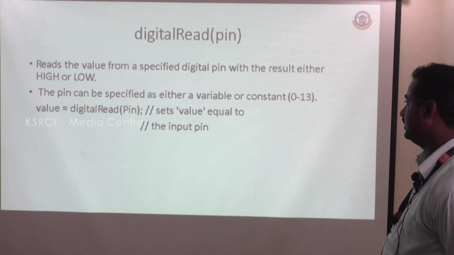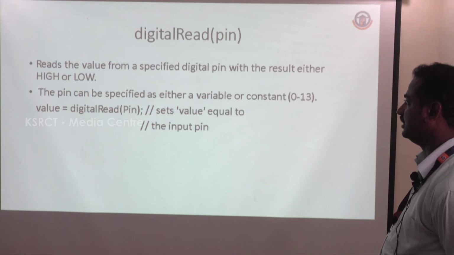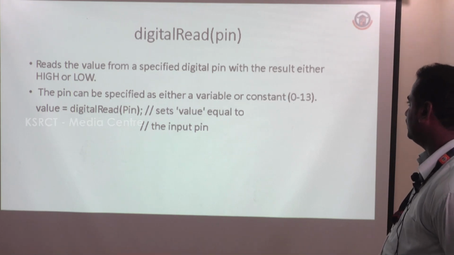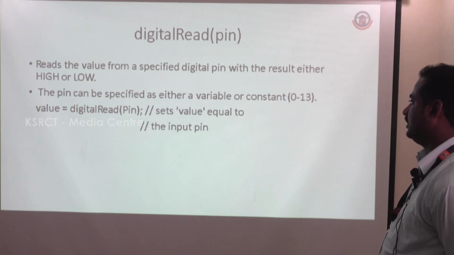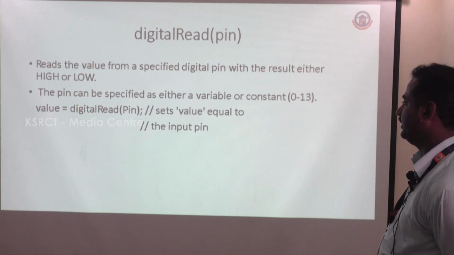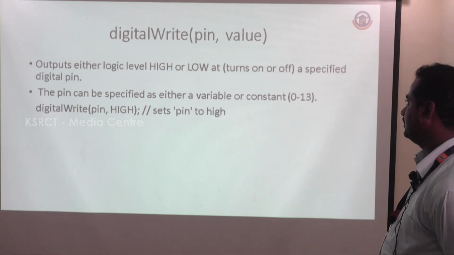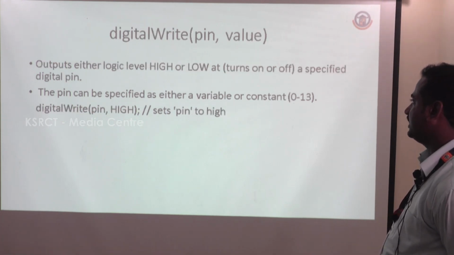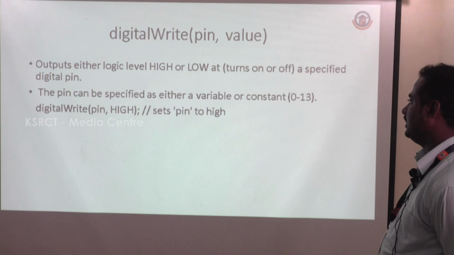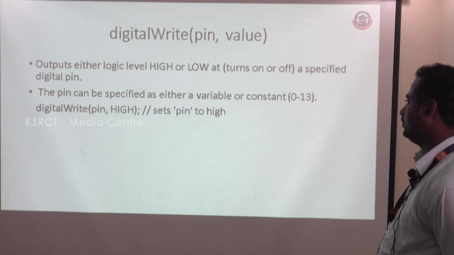Next, digital read pin. It reads the value from a specified digital pin, with the result either high or low. The pin can be specified as either a variable or a constant, that is 0 to 13. Value equals digital read pin sets the value equal to whatever you are providing to the input pin. So digital read pin as value outputs either logical level high or low at a specified digital pin. Digital write pin, that is setting a particular pin to high.